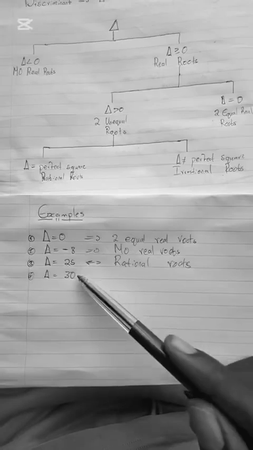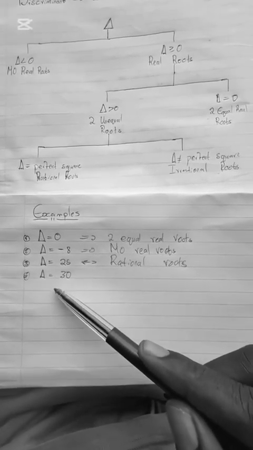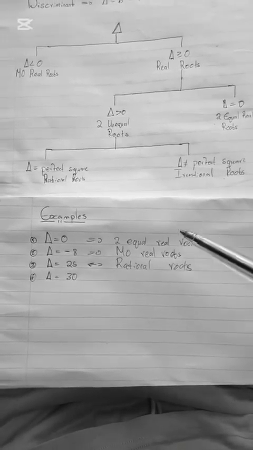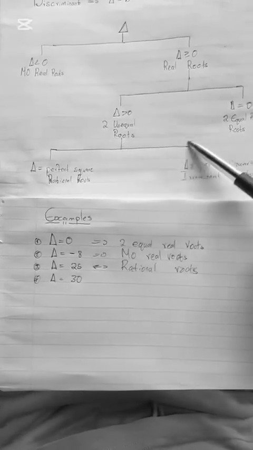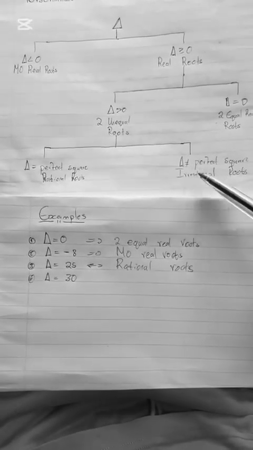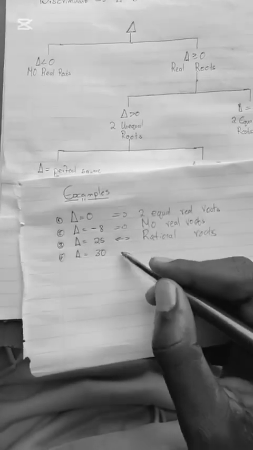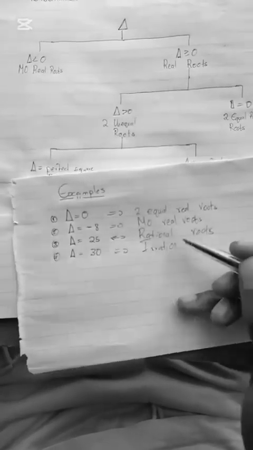You can see that 30 is not a perfect square. There is no number that we can multiply by itself to obtain 30. So we are going to take this root, which means we are going to have an irrational root. So here our answer will be an irrational root.